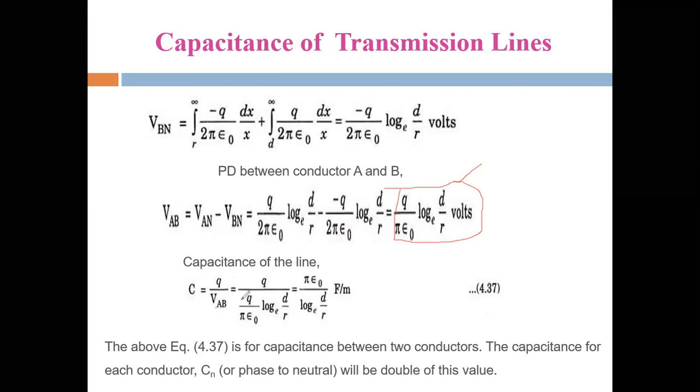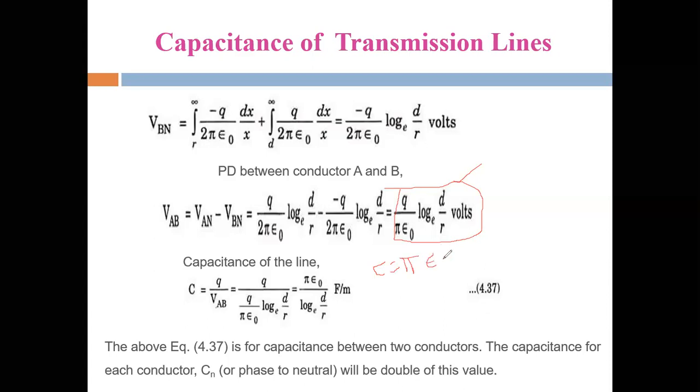Then that is equal to Q by VAB, where VAB is the potential difference between the conductors A and B. Simplifying this equation, the capacitance of the line is equal to pi epsilon naught divided by log e d by R. Therefore, C is equal to pi epsilon naught by log e d by R.